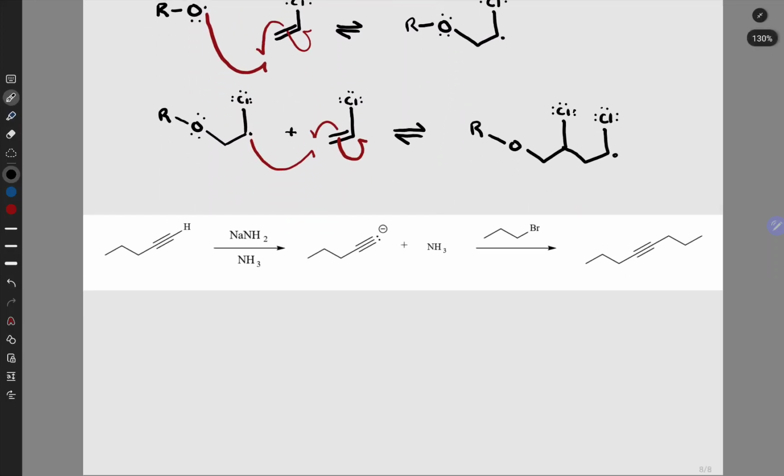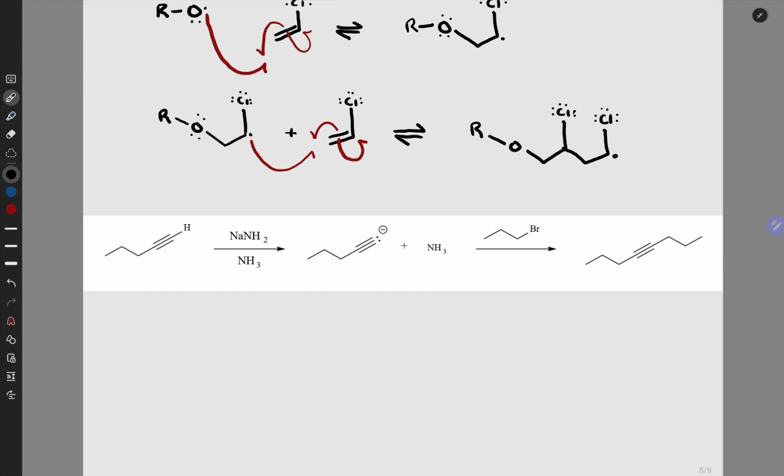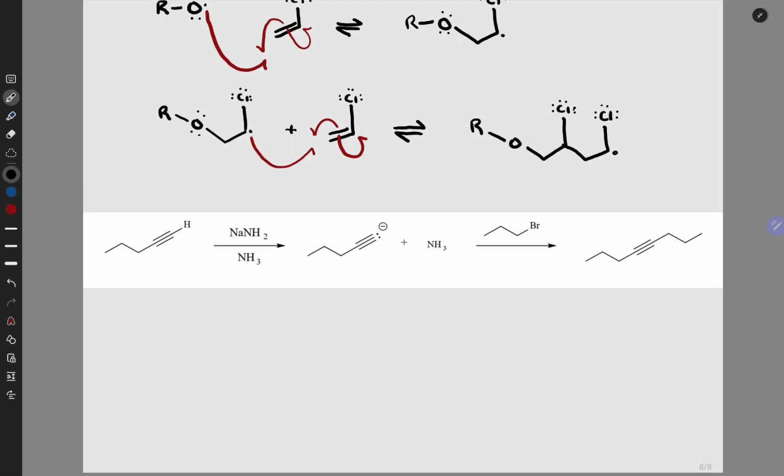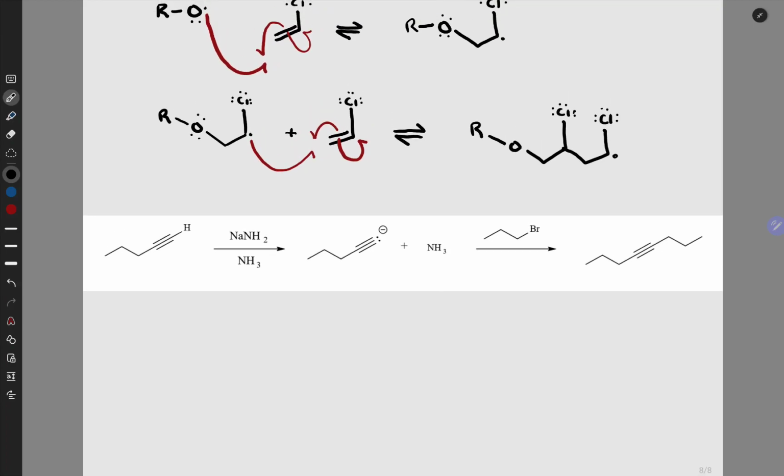Okie dokie. So our last but not least, we're going to learn how to take a hydrogen off of an alkyne and be able to slap on another hydrocarbon chain to make our carbon chain longer. This will come in handy in the future. So acid-base chemistry allows us to say that we're going to have this right here.